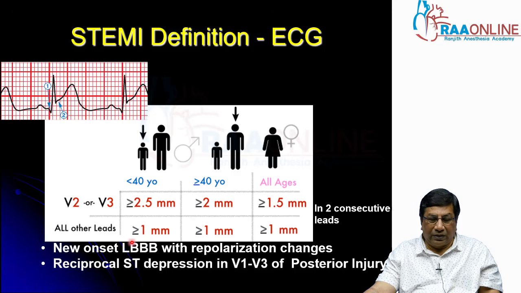Sometimes we can diagnose the ST elevation MI equivalent if the patient has got a new onset bundle branch block, but with abnormal repolarization changes. Sometimes posterior wall infarction will present as ST depression in V1 to V3, which indicates there is a posterior ST elevation. So, there are other two ST elevation MI equivalents where there is LBBB and there is ST depression, but the classical ST elevation MI is diagnosed with this criteria.